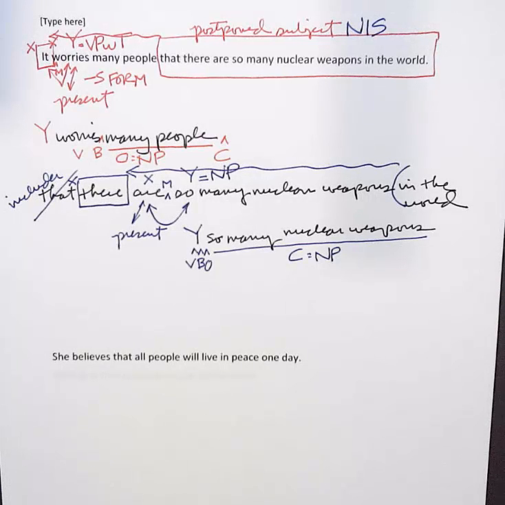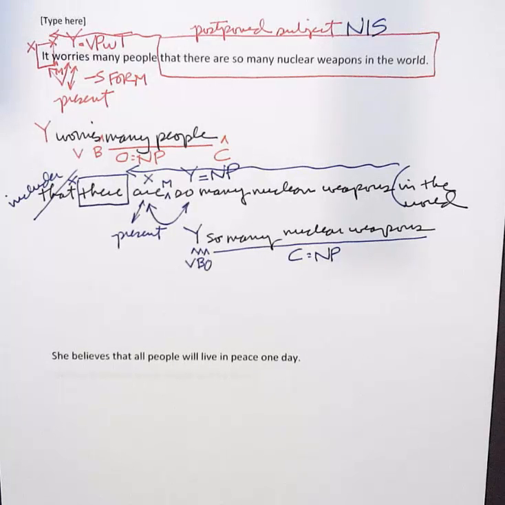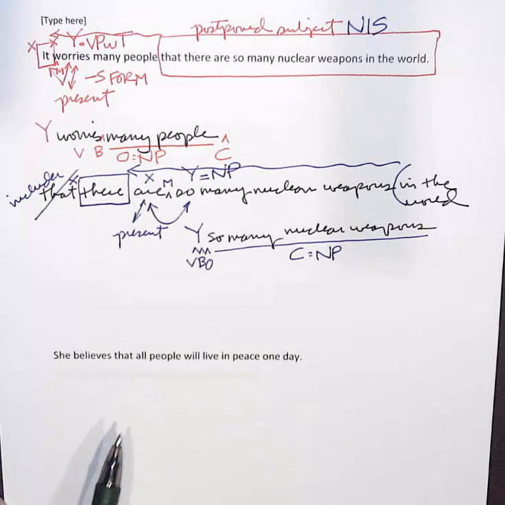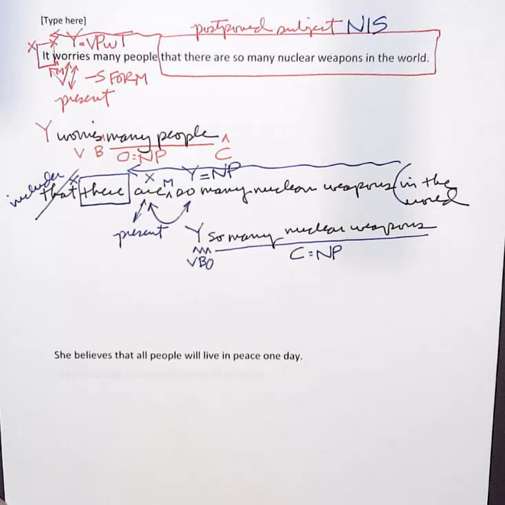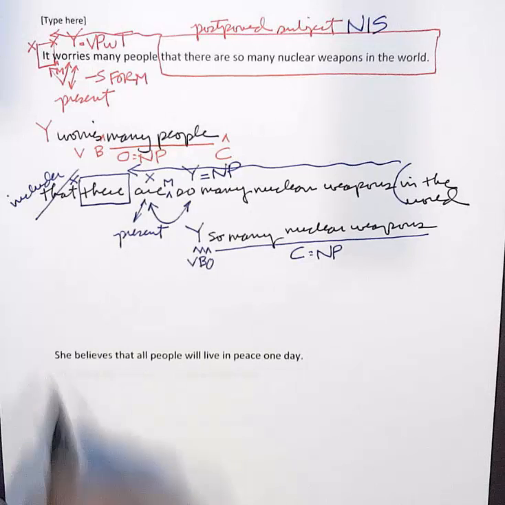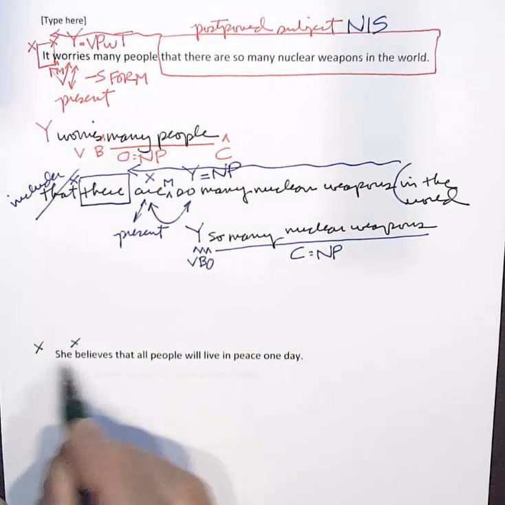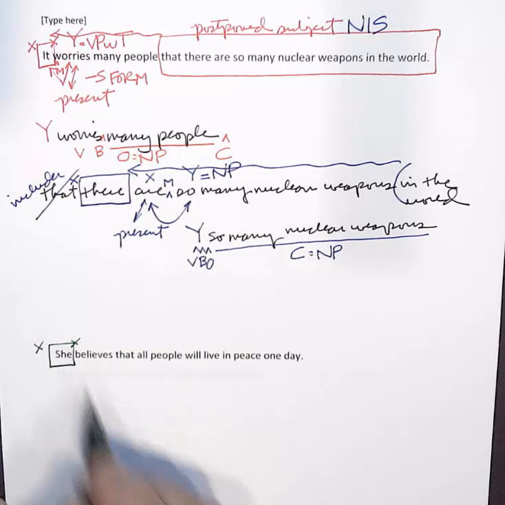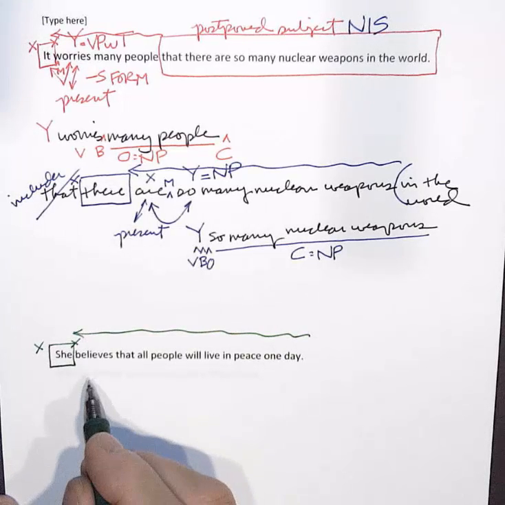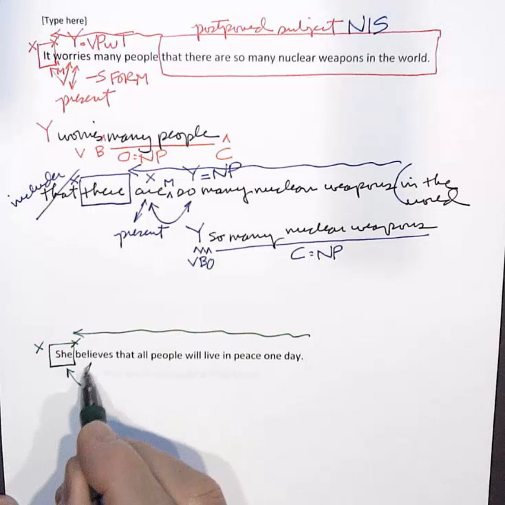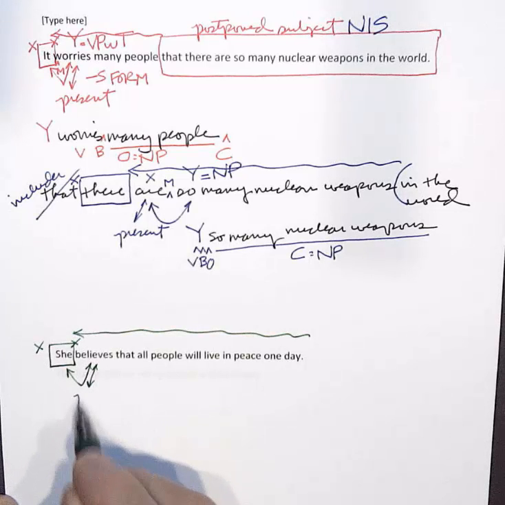She believes that all people will live in peace one day. Okay, now one day could be a shifter, but let's try it. One day she believes that all people will live in peace. I don't think one day and believes tie together. So I'm going to say that there's no shifter yet. Does she believe? Because the believes tells me that she believes now at this moment that all people will live in peace. Believes ties with the subject, and believes ties with the present.